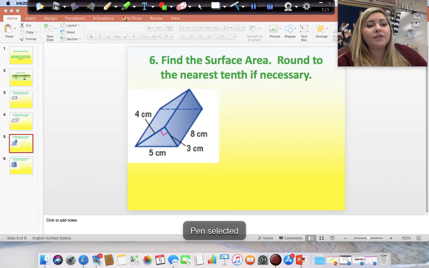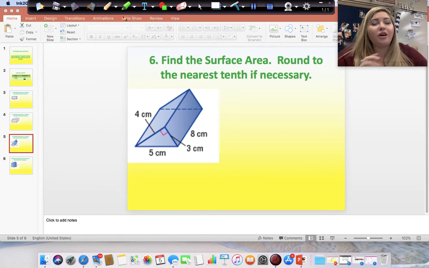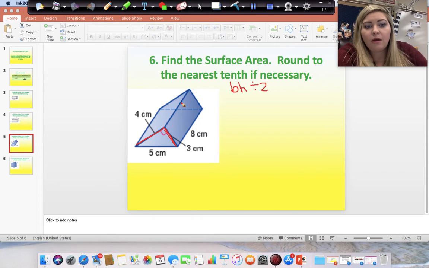Okay, so now surface area for triangular prisms. For this problem, we have this triangle, and the area formula for a triangle is base times height divided by 2. But we also have this triangle down here. And when you put these two triangles together, they equal a rectangle. So the area formula for a rectangle is actually just area equals base times height.